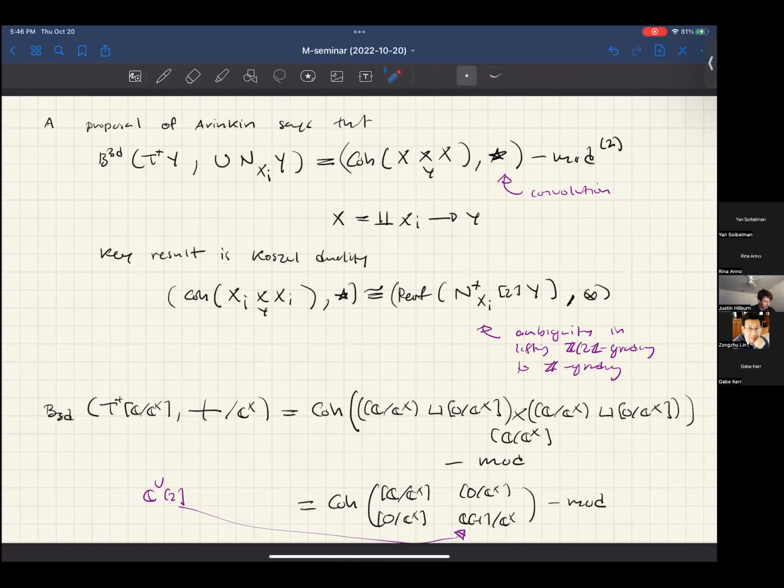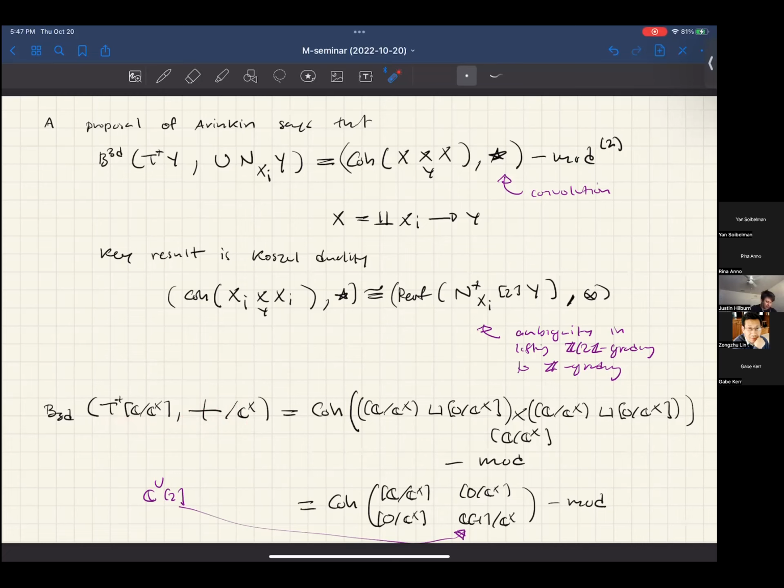This thing is relatively easy to understand. So before telling you about this Koszul duality, let's just look at an example. The mirror to T star C with the coordinate cross stratification is going to be T star C mod C star, with the stratification also given by a cross mod C star.